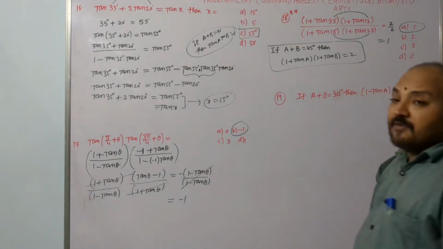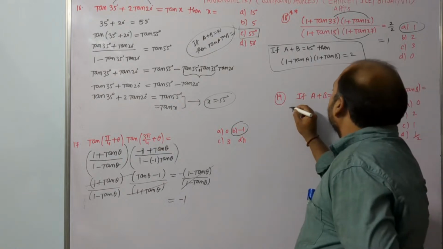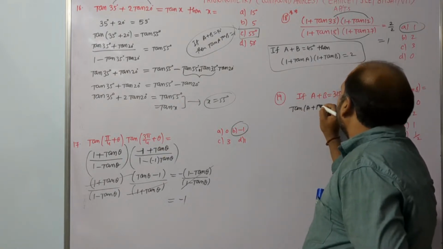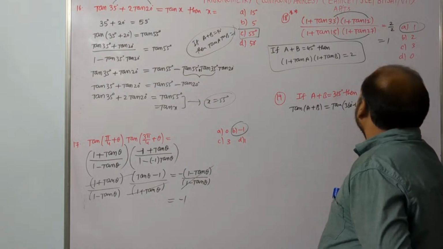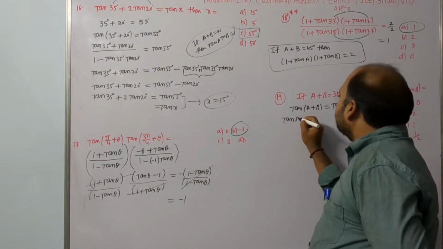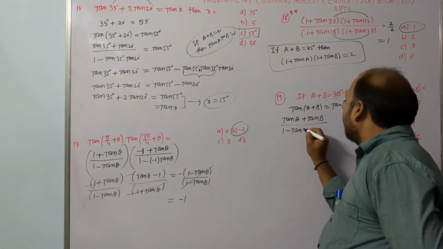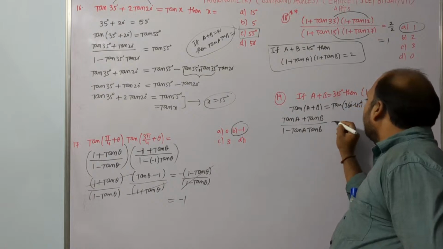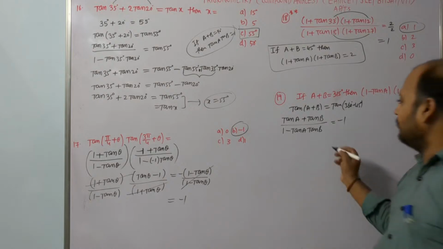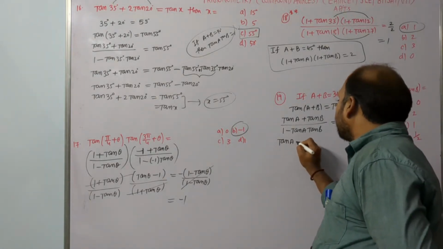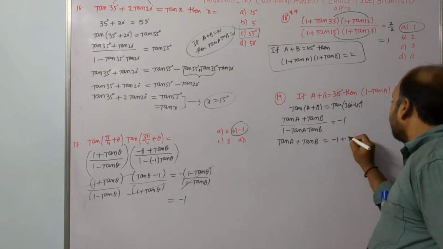Now come to 315. 315 means 360 minus 45, fourth quadrant, so minus will come. Taking tan on both sides, tan of a plus b is equal to tan of 360 minus 45, which is minus tan 45, minus 1. So tan a plus tan b divided by 1 minus tan a tan b is equal to minus 1. Now tan a plus tan b is equal to minus 1 plus tan a tan b.